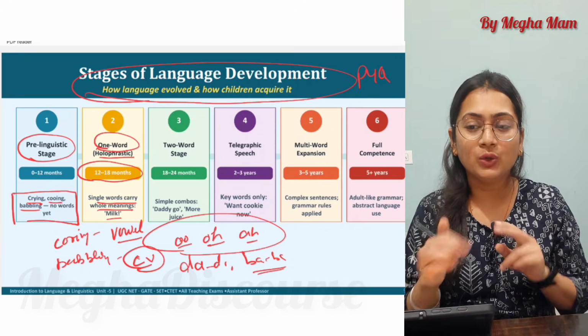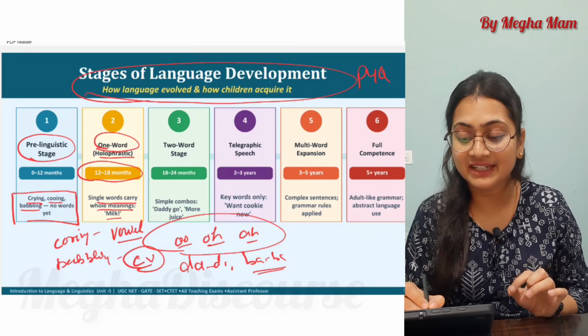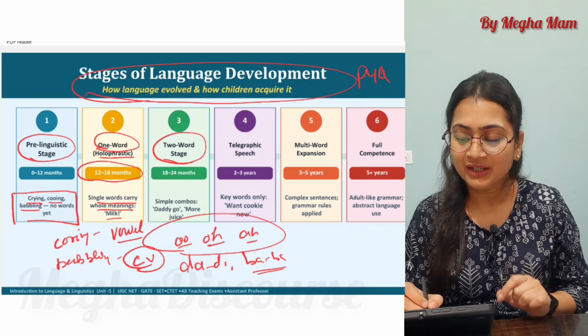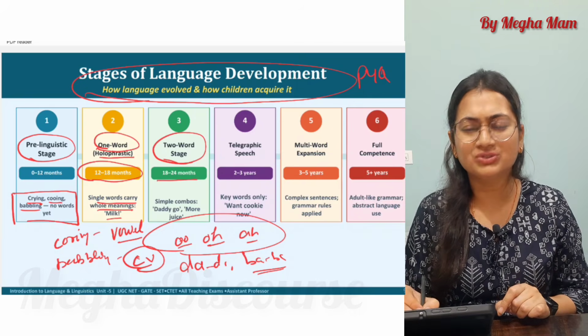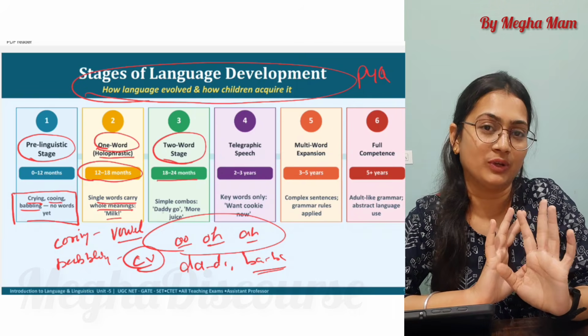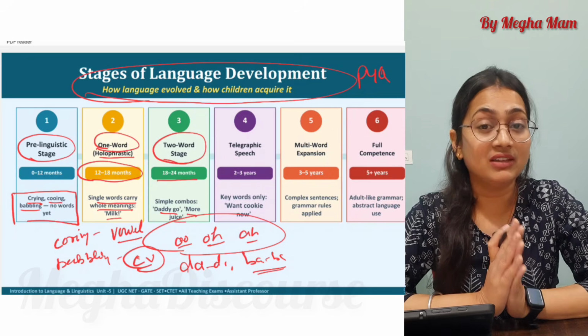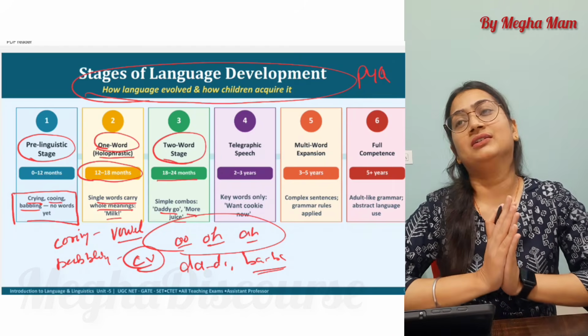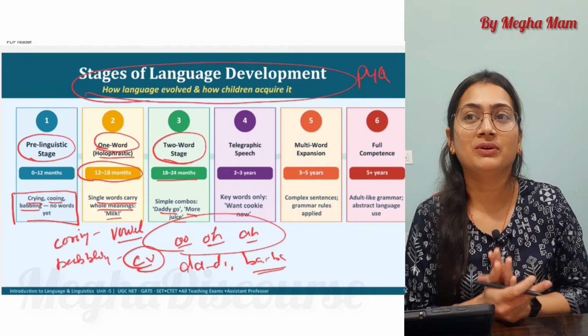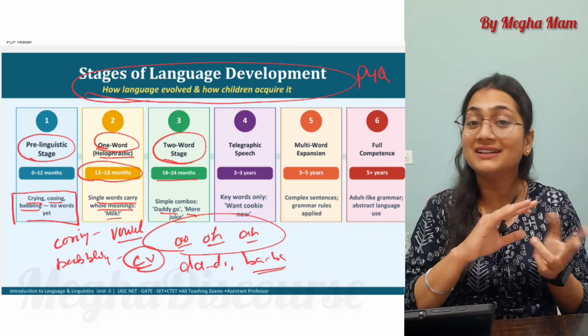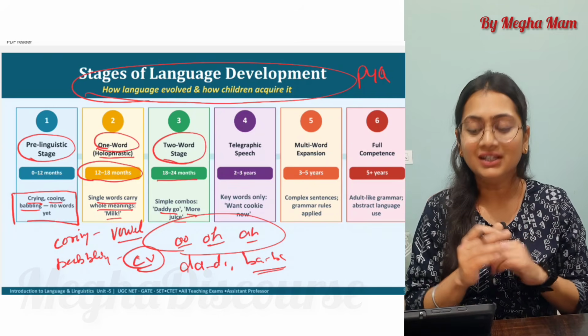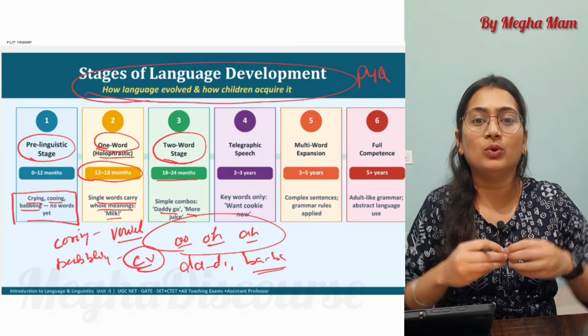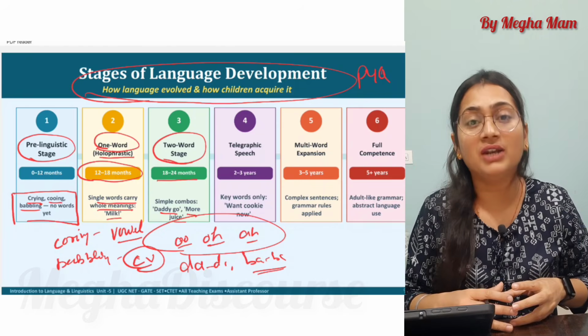Then the two-word stage. Now he can mix two words. That is 18 to 24 months. Okay, like daddy go, more juice. Now it depends on your language. I can explain it in Hindi very well or Haryanvi very well. Like you are from a southern state, so maybe you cannot get the exact understanding of what I want to convey. So it depends on the language. It depends upon the native language.